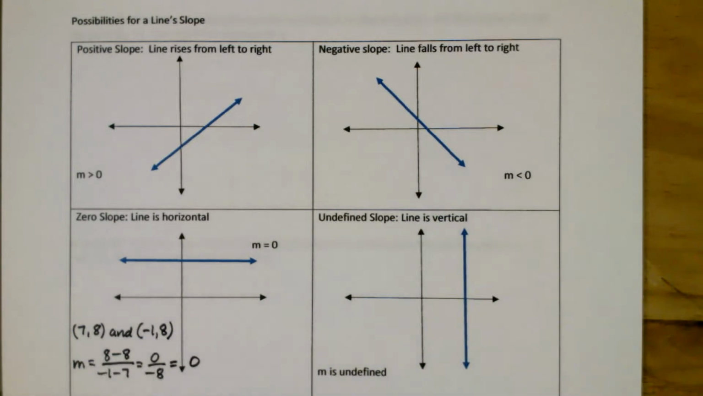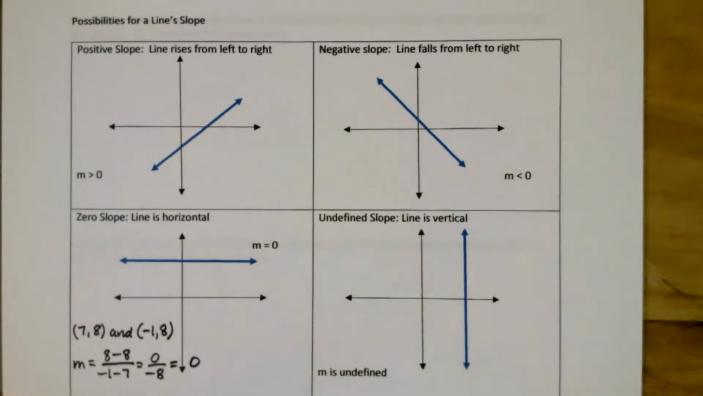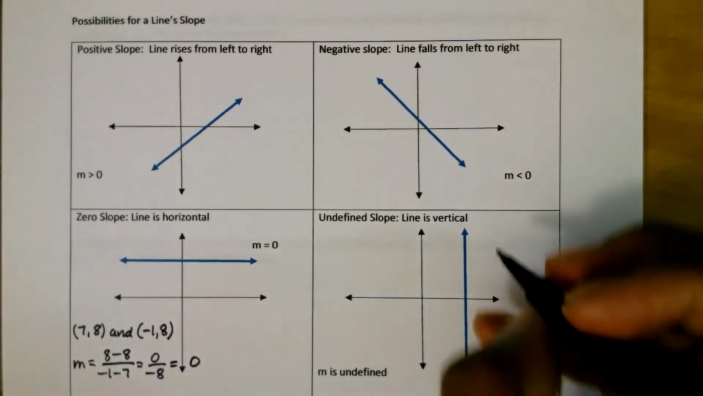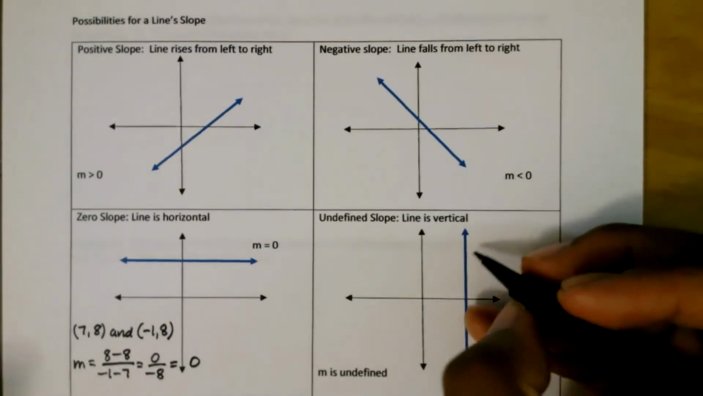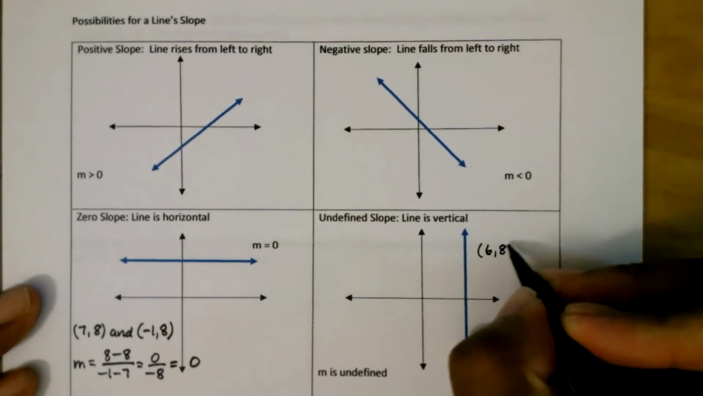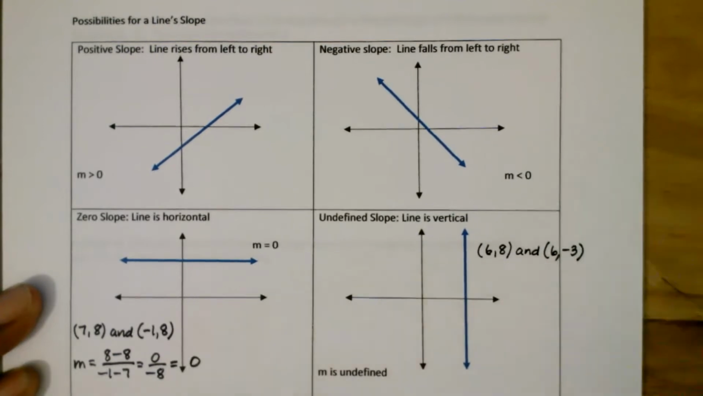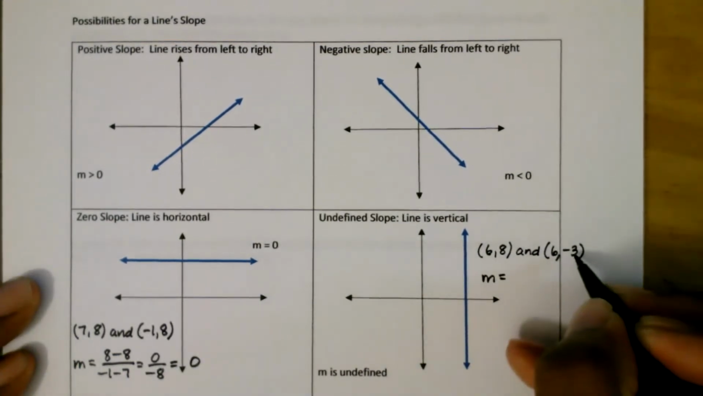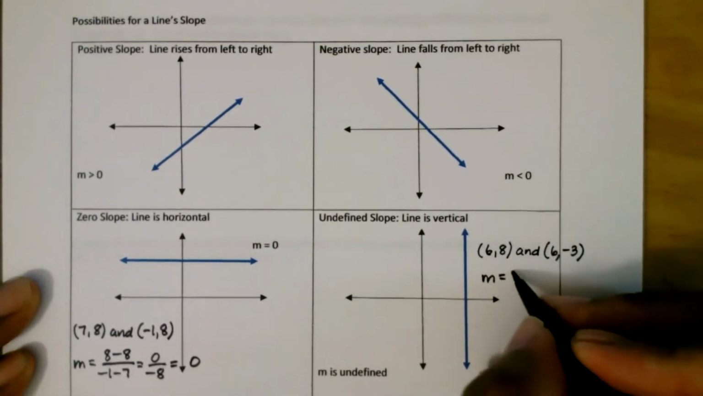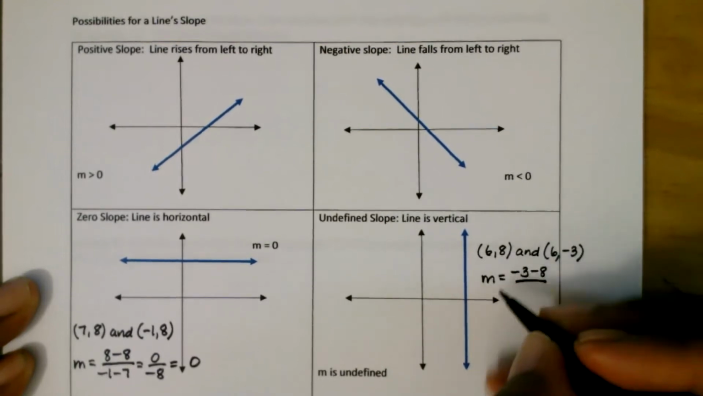And then the undefined slope is where the line is vertical. Okay, so here the slope is undefined. So for 2 points like, let's say, 6, 8, and 6, -3, in this case, if we were to use that slope formula, this will be y2 minus y1, -3 minus 8, divided by x2 minus x1, 6 minus 6.